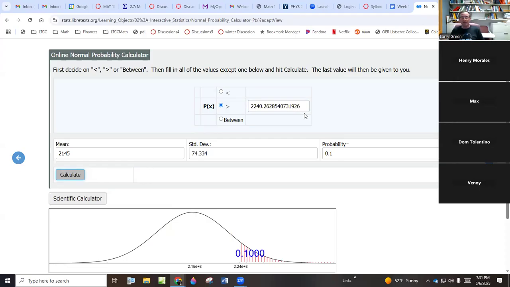Because the probability being 0.1 for greater than is the same as the probability of 0.9 less than, right? If there's a 10% chance of being bigger, there's a 90% chance of being smaller. So that's the reason why. You can go either way, but you have to really understand what you're doing. That's all. Other questions?